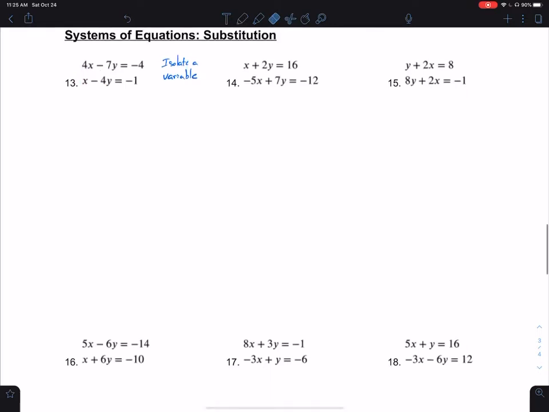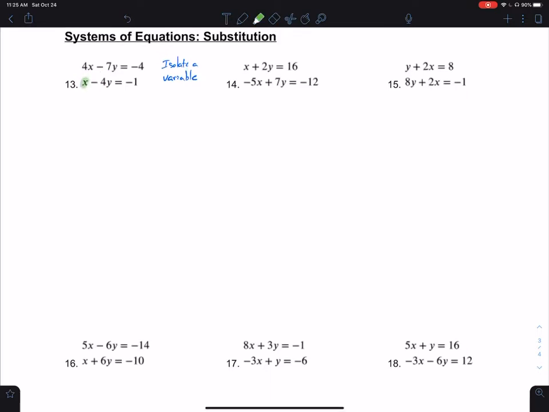So what I'm going to choose here is I'm going to isolate this x in that second equation. So x minus 4y is equal to negative 1. And it's just one simple step. And now I have x isolated. So x would be equal to negative 1 plus 4y. This is my work for isolating. Now that I've isolated that, I can take that x equals negative 1 plus 4y and substitute that in for my x value in the other equation.